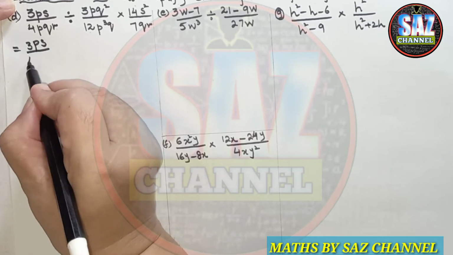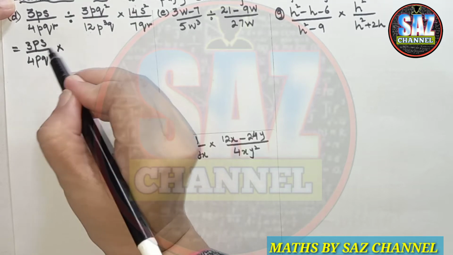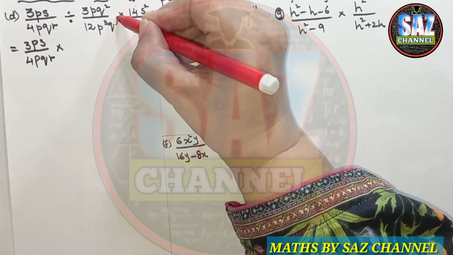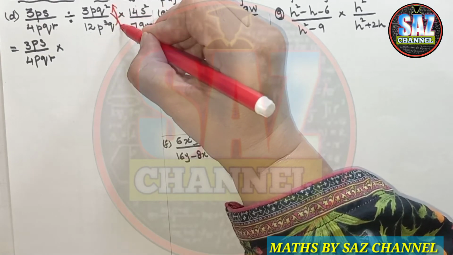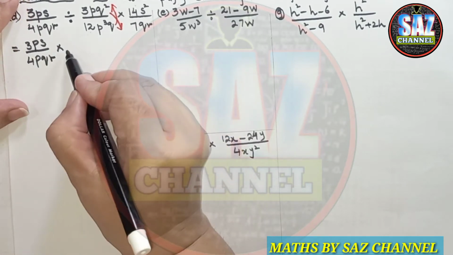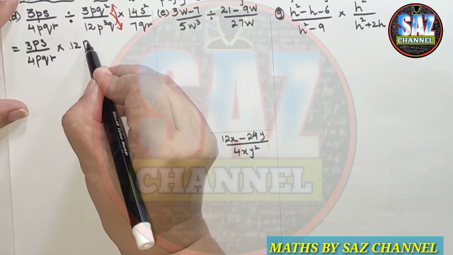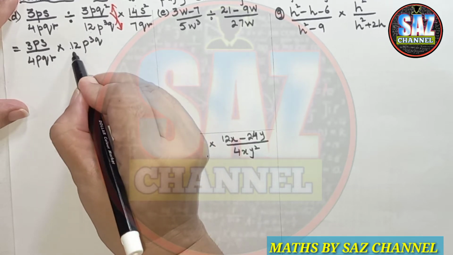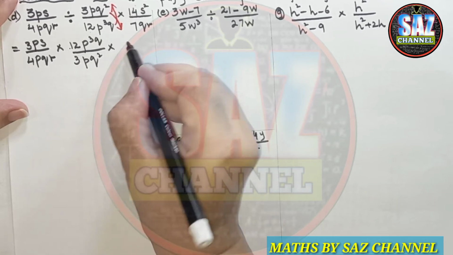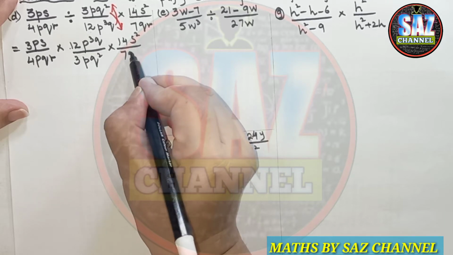3ps upon 4pqr multiplied by, now what I have to do, I have to take the reciprocal, and according to that the denominator will become numerator and numerator will become denominator, and I will write 12p cube q upon 3pq square multiplied by 14s square upon 7qr.